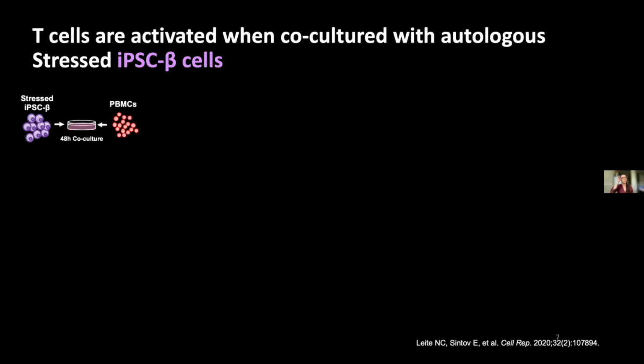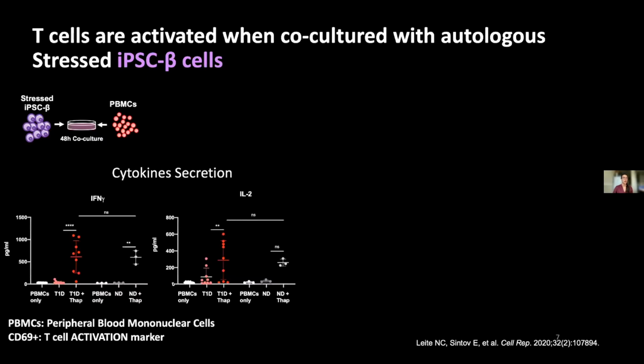The first thing that we learned is that T cells are activated when they are co-cultured with autologous stressed beta cells. We measured this using different readouts. First, I'm showing you here cytokine secretion. In both graphs, I'm showing interferon gamma and IL-2. After co-culture with type 1 diabetic beta cells stressed by thapsigargin, we have an increase of interferon gamma and IL-2.